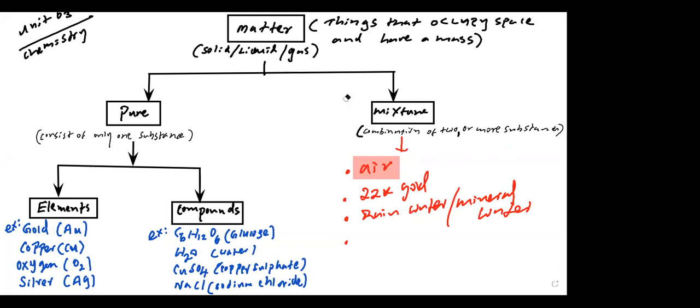Now I'll ask the next one. What about if you take, say, okay, I told you now 22 karat means an alloy, right? Any alloy, it's an alloy. Alloys are mixtures.